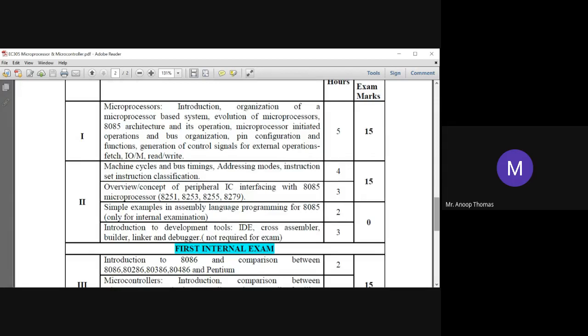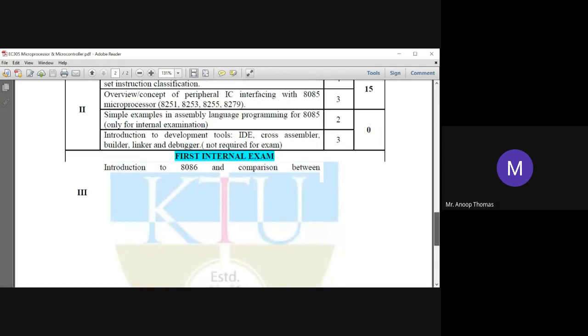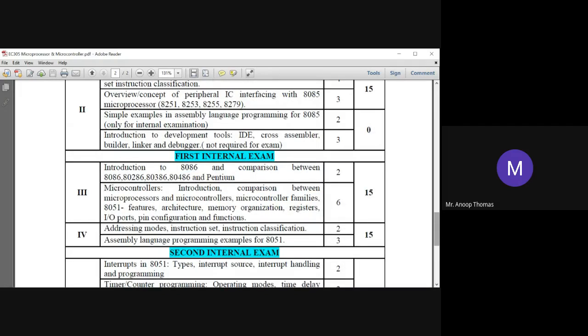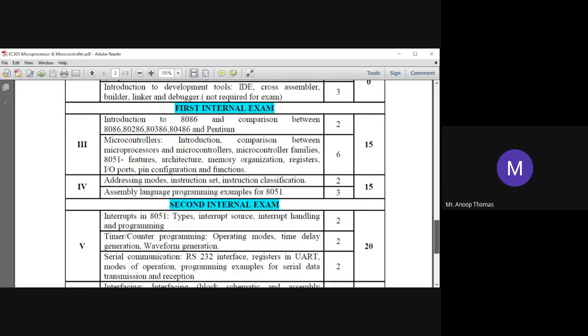So that's your 8085. In module 3, you will be introduced to a more advanced version of a microprocessor, that's your 8086, and the comparisons between the different types of microprocessors. Then the second part of module 3 deals with the microcontrollers. You start out with the microcontrollers, then move on to the 8051, the particular microcontroller that you are studying. Module 4 speaks about the instruction sets, the addressing modes, and the assembly language of the 8051. So that's fully based on the 8051.